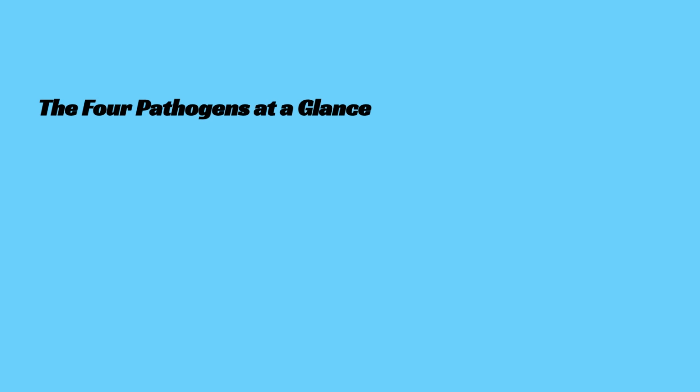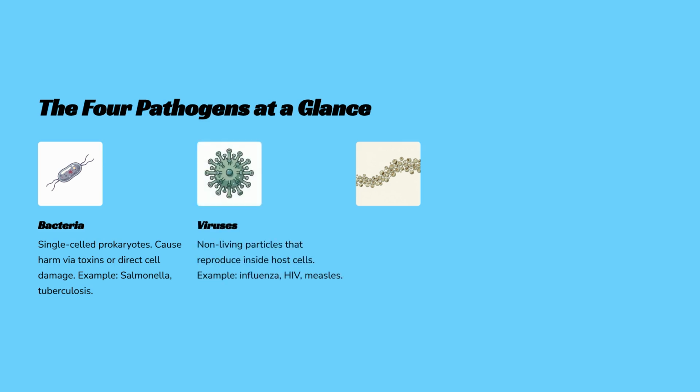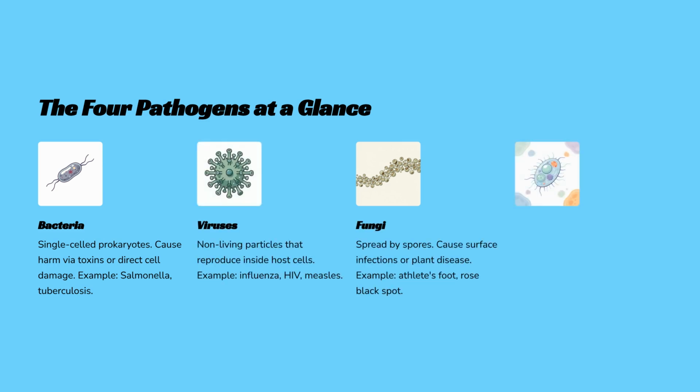Here is a quick summary. Bacteria cause illness via toxins or cell damage. Viruses reproduce inside host cells. Fungi spread by spores, and protists are often parasitic, like the cause of malaria.